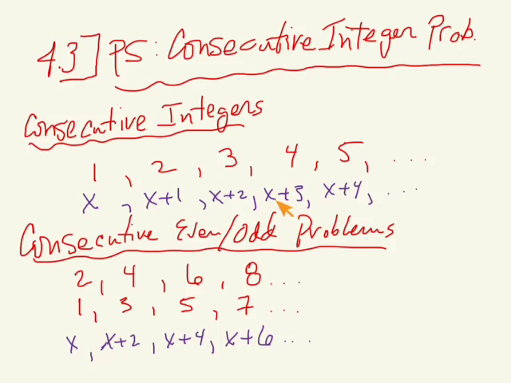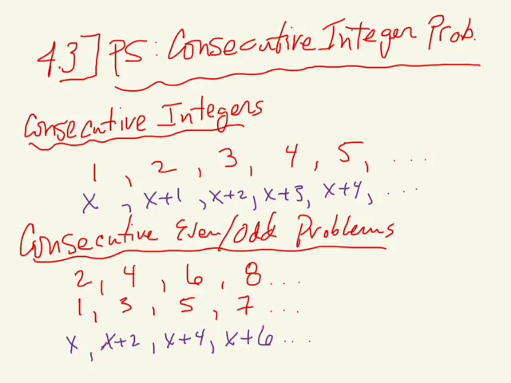You can see that even if it started at 10, 11, 12, 13. If x is 10, then the second integer is x plus 1, which is 11, 10 plus 1. The third integer is 10 plus 2, sorry, 12. But these right here are how you define your variables. You're going to understand that here in a second.